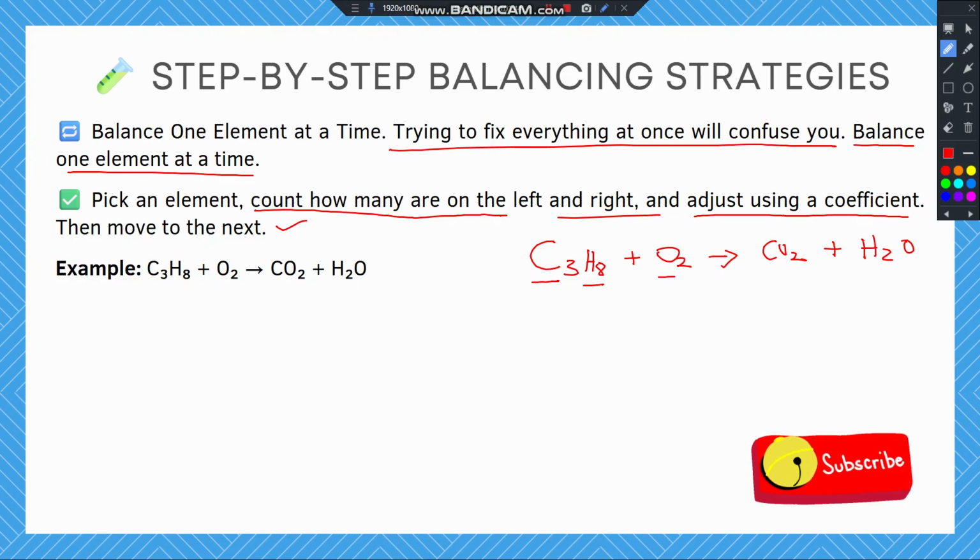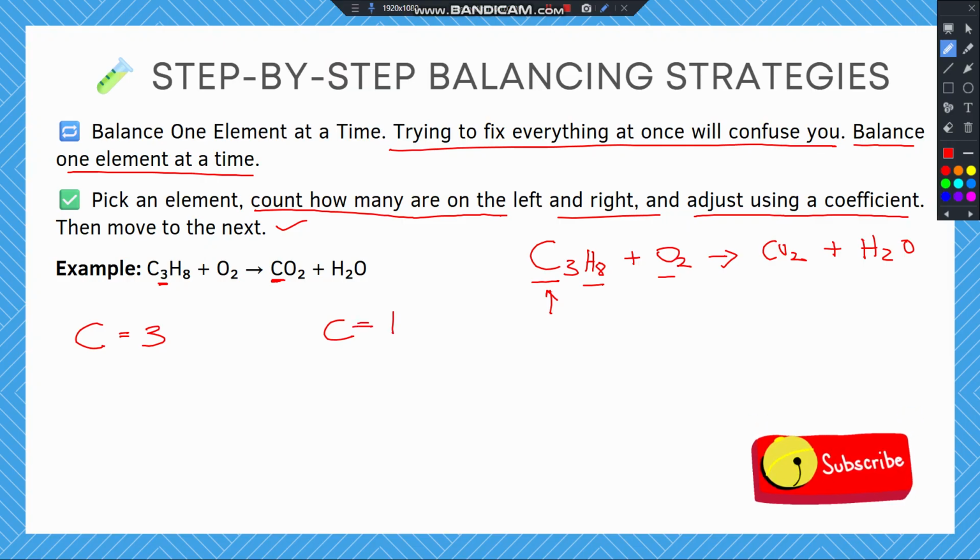So let's start with the first one, carbon. On the left hand side, let's identify how many atoms of carbon we have. You can see carbon has a subscript of 3 identified over here. So we have 3 atoms of carbon on the left. On the right hand side, how many atoms of carbon do we have? Carbon has no subscript, so automatically we have just 1 atom of carbon.